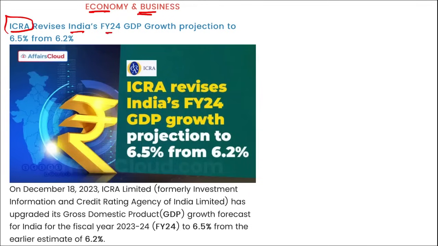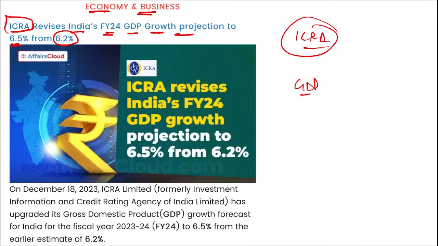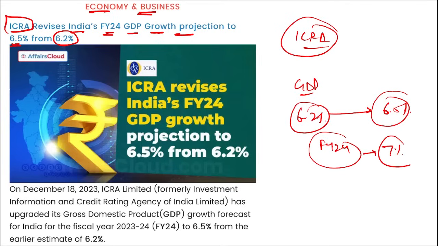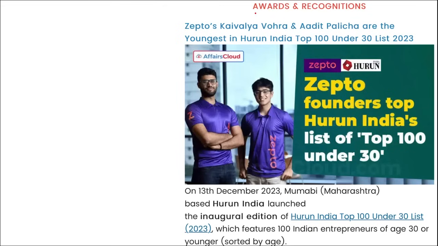ICRA has raised India's fiscal year 24 growth projection to 6.5%, which was earlier 6.2%. ICRA, that is Investment Information and Credit Rating Agency of India, has upgraded India's GDP forecast from 6.2% to 6.5%. Apart from this, the revised forecast is still lower than the RBI's GDP growth forecast for fiscal year 24, that is 7%. Right? Next is awards and recognition.